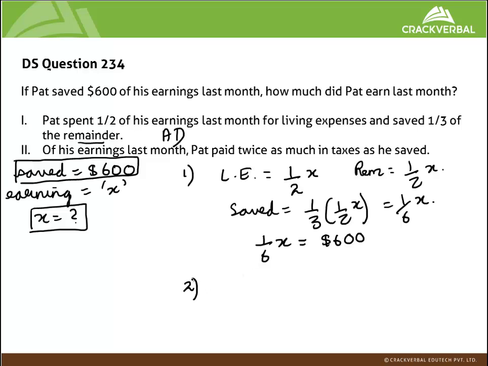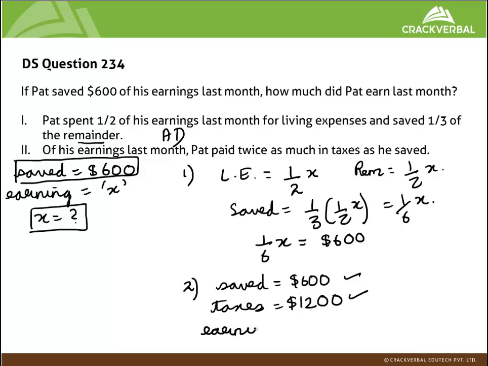Now evaluating the second statement individually: of his earnings last month, Pat paid twice as much in taxes as he saved. So if Pat saved $600 and he paid twice as much in taxes, then the amount he pays for taxes is going to be $1,200. Now with these two pieces of information, we can't find out what Pat's earning is. It's impossible for us to find the value for X. So the second statement individually is insufficient, and the answer here is A.